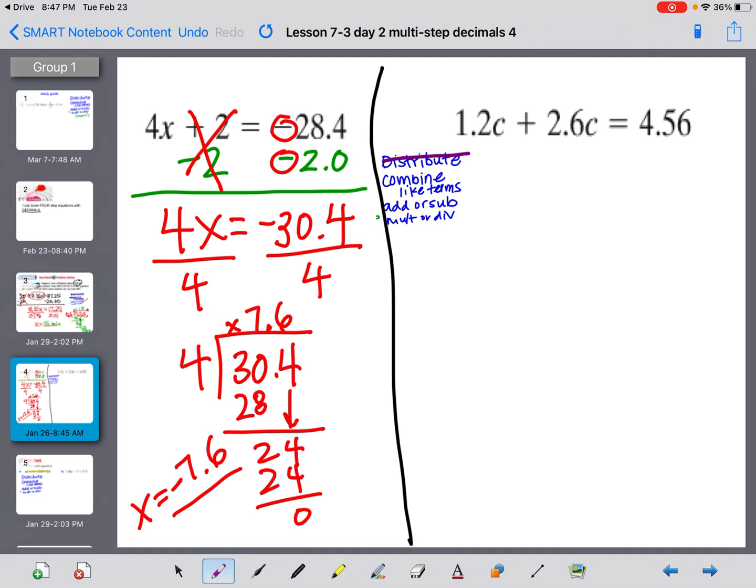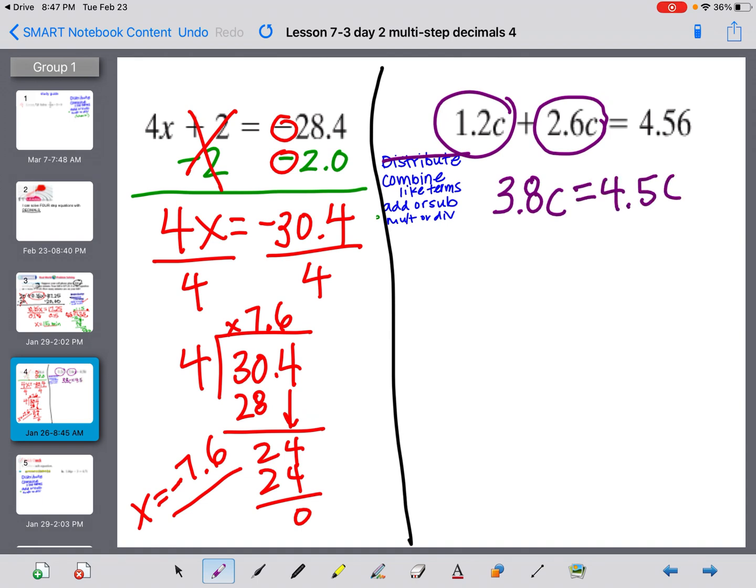Distribute no, combine like terms. Yes. 1.2 cupcakes and 2.6 cupcakes go together for 3.8 cupcakes. How do you get part of a cupcake? I don't know. Maybe someone was licking some of the frosting. If you have a little brother, sister, cousin, neighbor, they like to sneak frosting when no one's looking. Combine like terms, check. Add or subtract. Ooh, not this time. Multiply or divide.